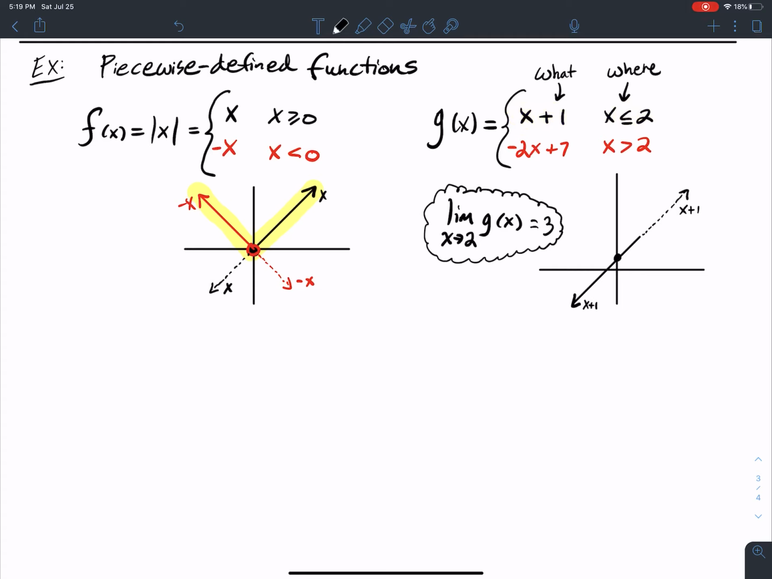Now, the second part, the red curve, this is a negative 2x plus 7. That's this whole thing here. Well, this is only good for what values? X greater than 2. So x greater than 2, where is that true? That's true here. So that's why that is solid and not dotted.